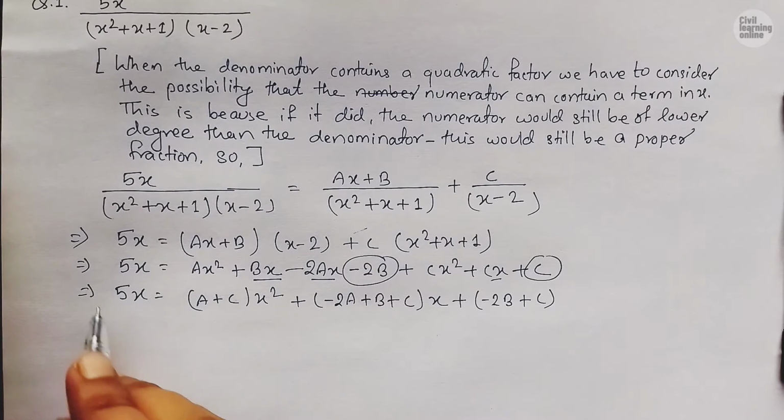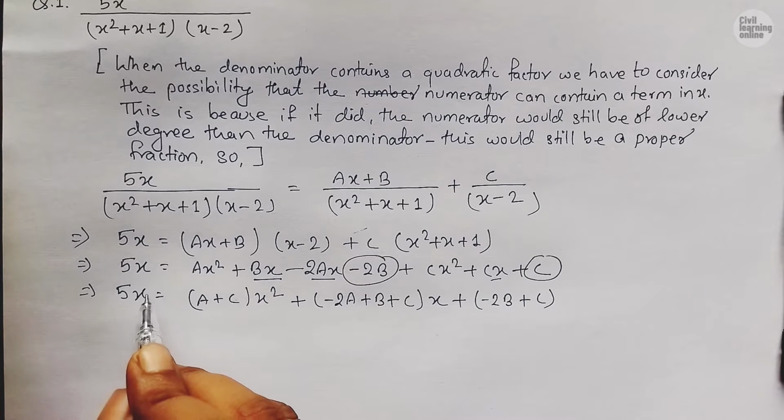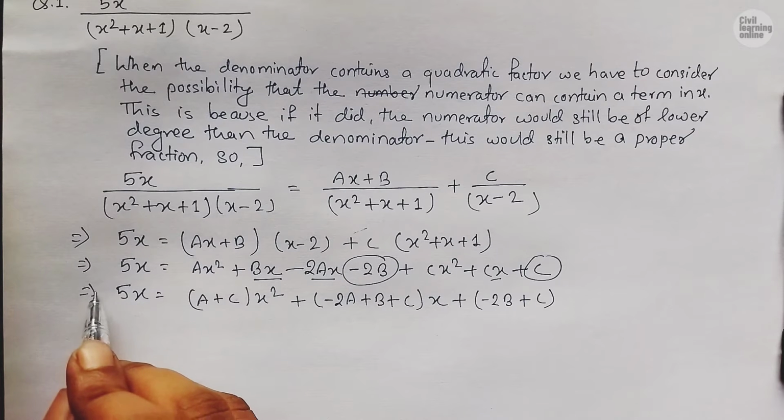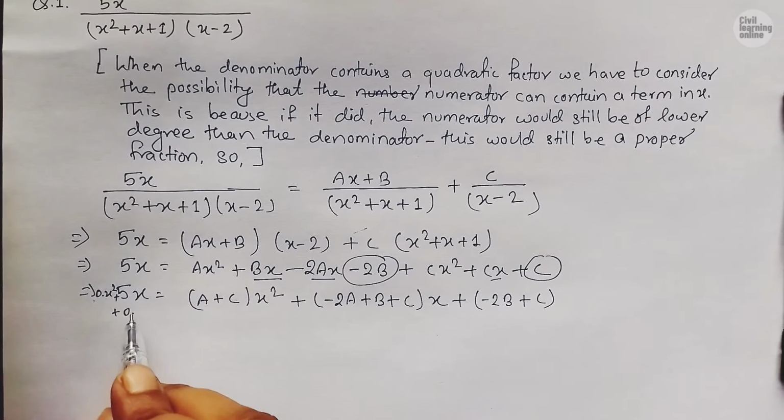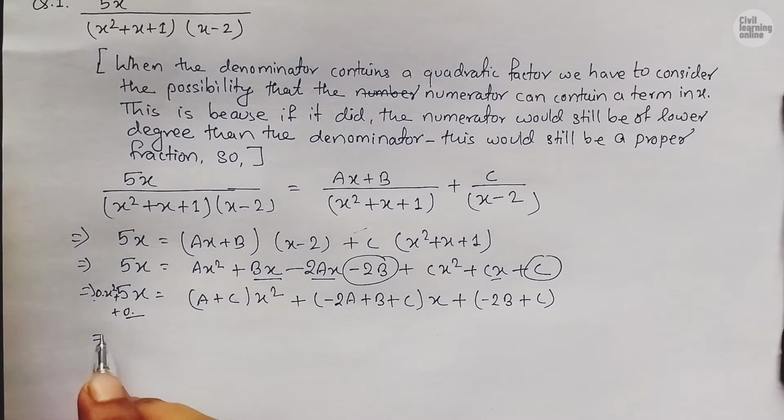Now we will equate on both sides. See here there is nothing, means we can rewrite it as 0 times x square plus 5x plus 0 times this term which had no variable. So on comparing both sides, we can rewrite it as a plus c equals to 0.